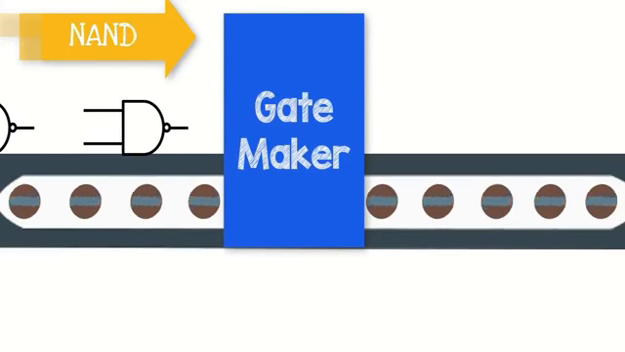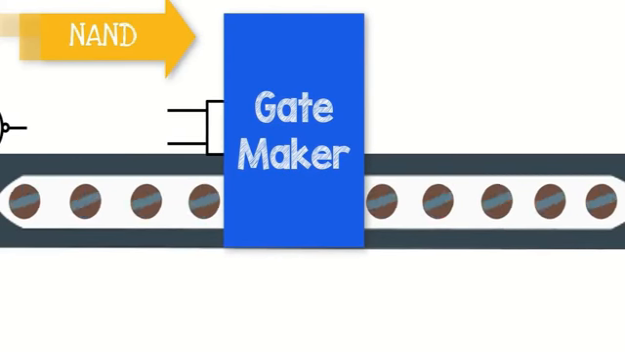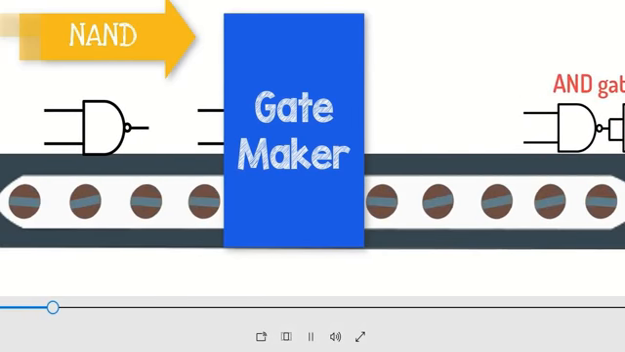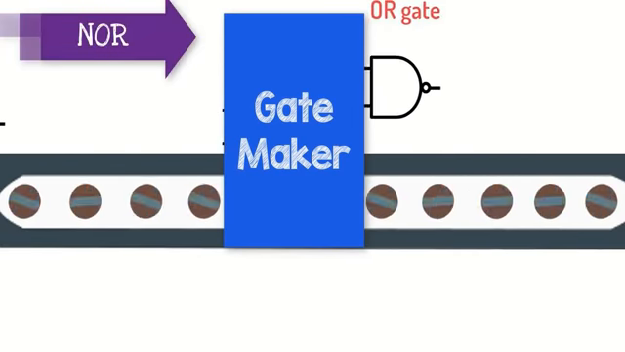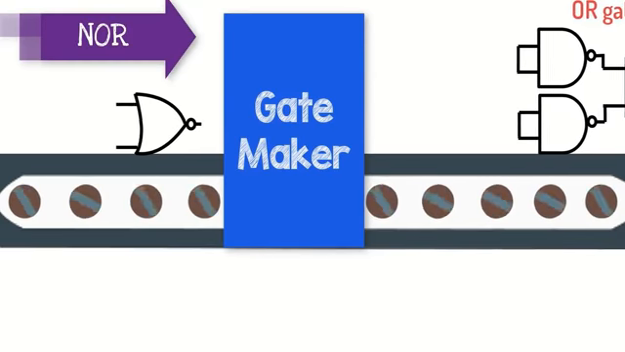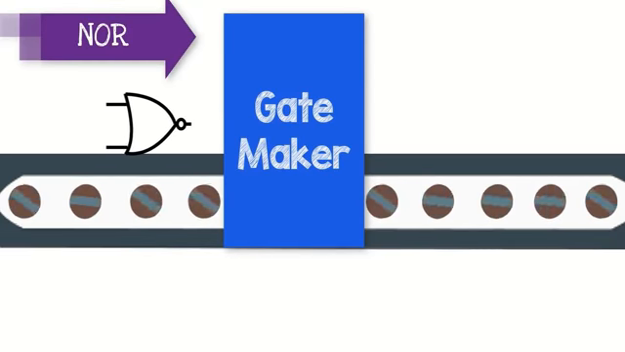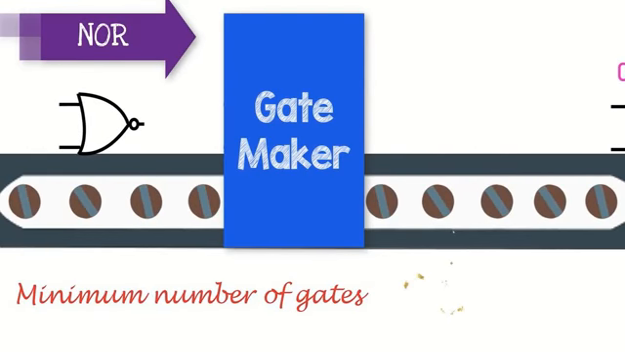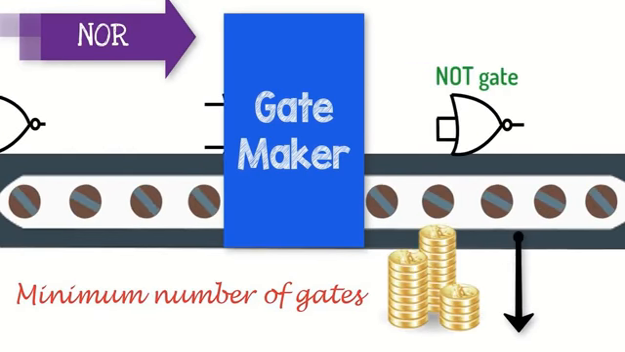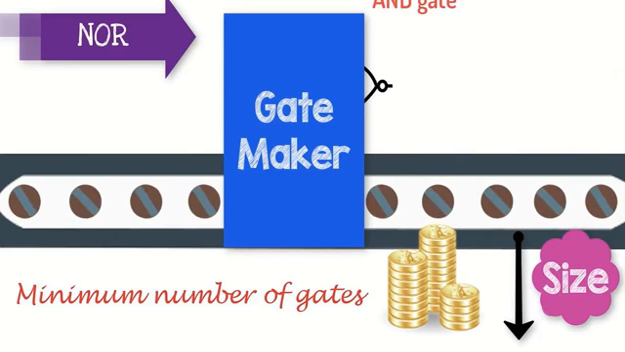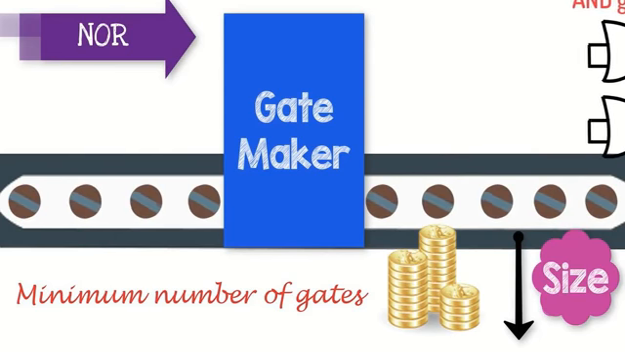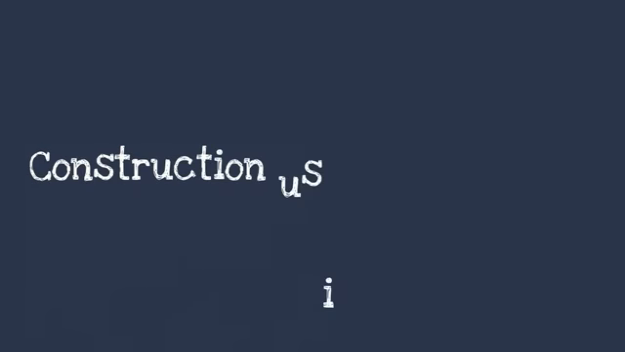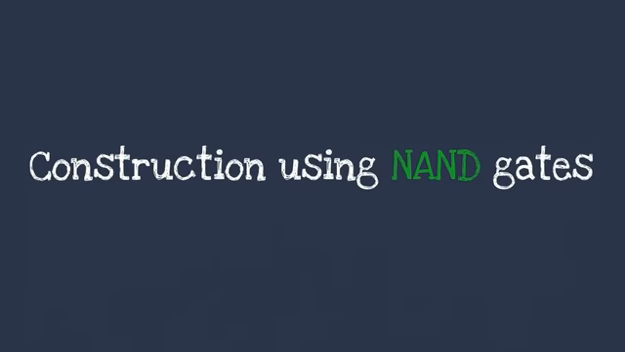How amazing with the NAND and NOR gates property. So we can construct any gates by using this NOR and NAND gate because they are called universal building blocks. But the condition is that we have to use minimum number of gates, so that we can reduce the size and cost of the circuit. Okay. Now let us see how to construct basic gates using NAND gate.